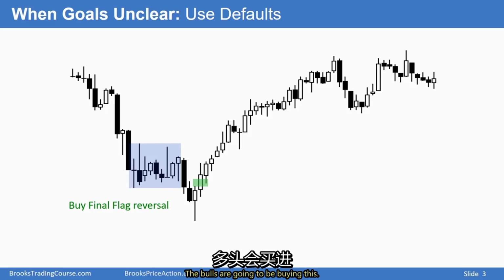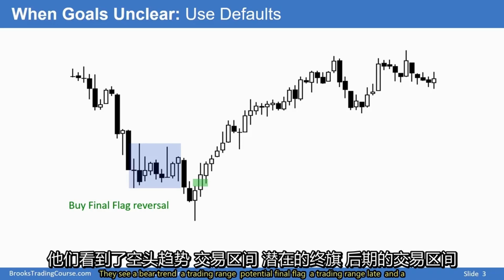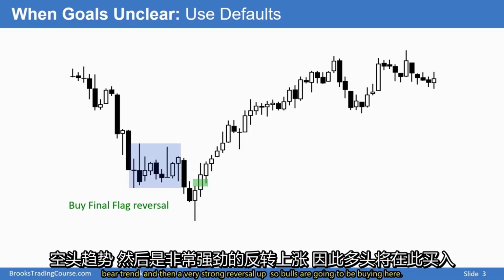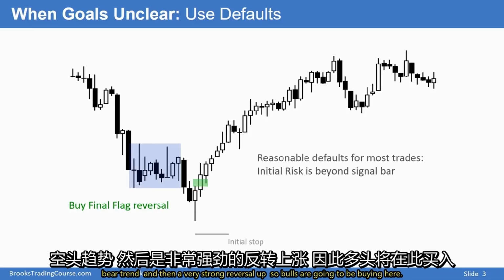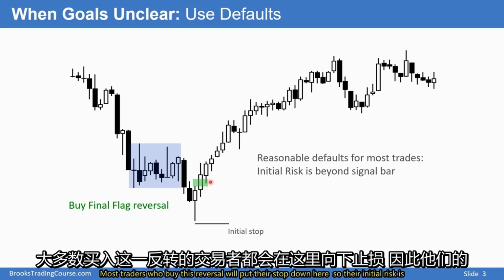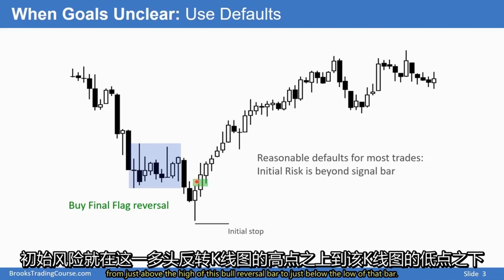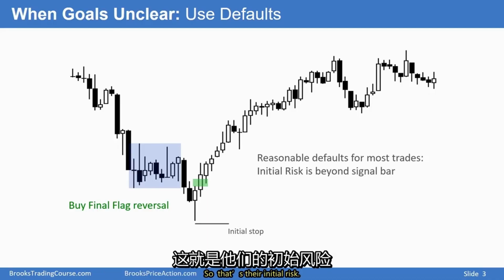The bulls are going to be buying this. They see a bear trend, a trading range, potential final flag, a trading range late, and a bear trend, and then a very strong reversal up. So bulls are going to be buying here. Most traders who buy this reversal will put their stop down here. So their initial risk is from just above the high of this bull reversal bar to just below the low of that bar. So that's their initial risk.